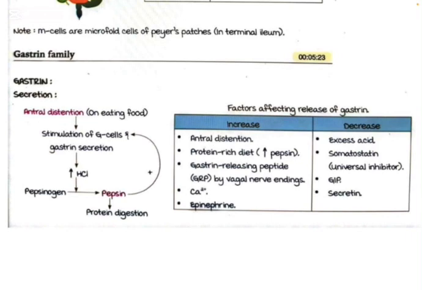Factors affecting release of gastrin. Release of gastrin is increased by antral distension, a protein-rich diet because of increased pepsin, gastrin-releasing peptide, GRP, from vagal nerve endings, calcium ions, and epinephrine. Secretion is decreased by excess acid, somatostatin, which is a universal inhibitor, gastric inhibitory peptide, and secretin.